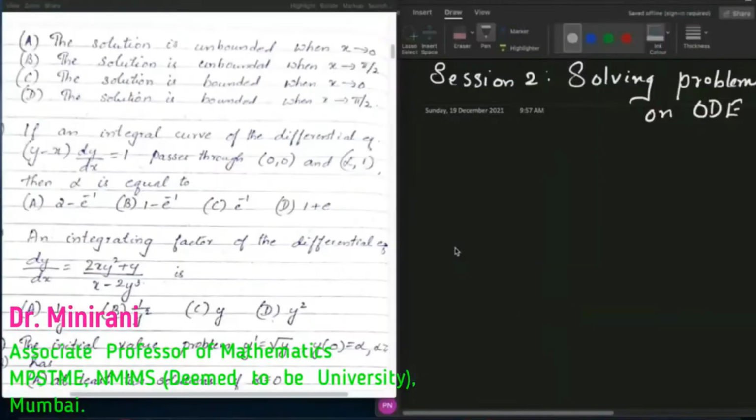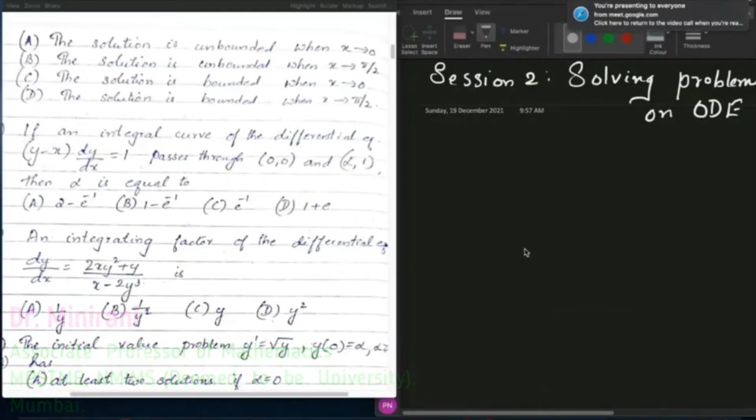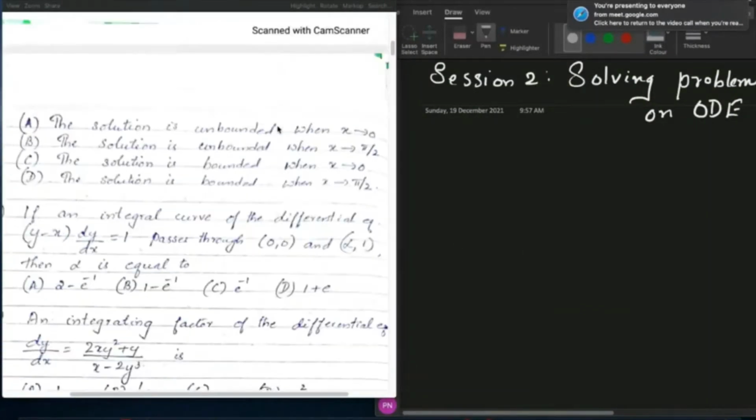Stipulated time in solving each of the problems when you are attempting problems in a competitive exam. So the problem lies in identifying what type of differential equation it is. So this was the last problem that we have attempted.